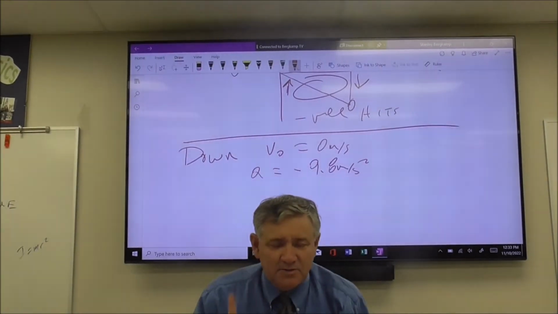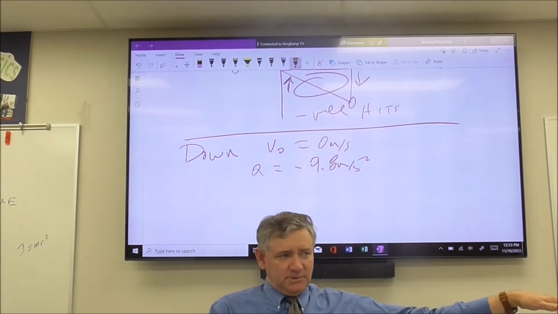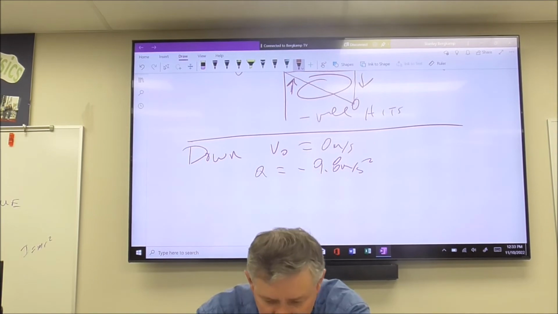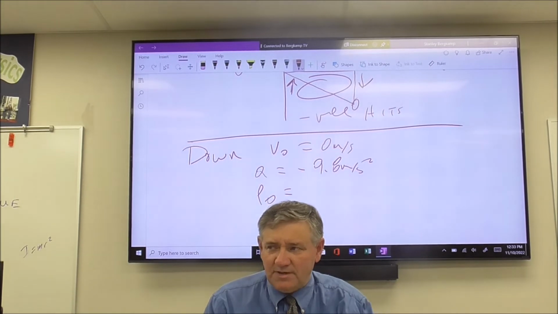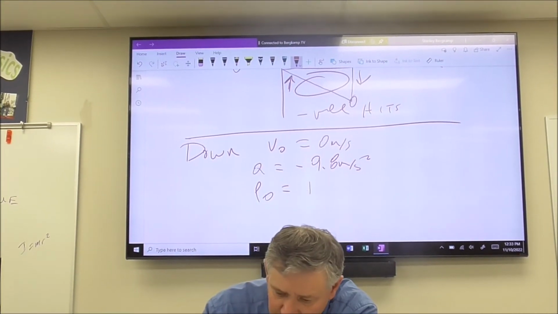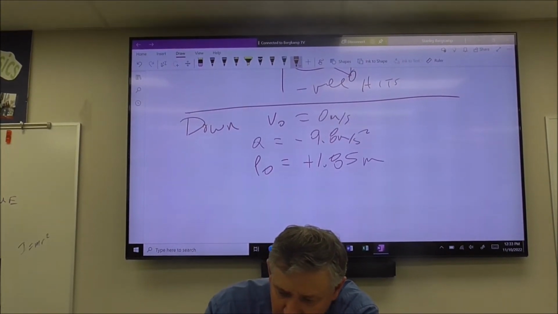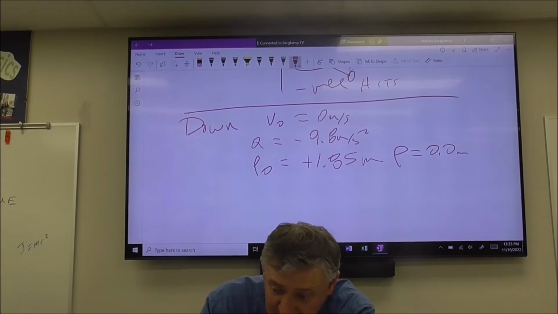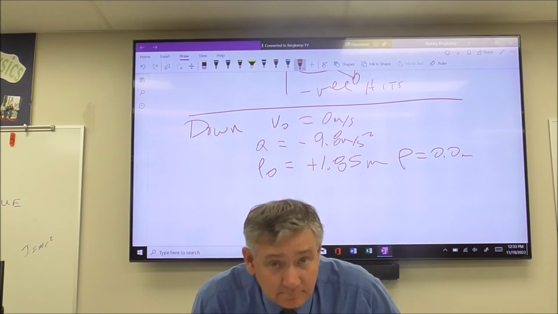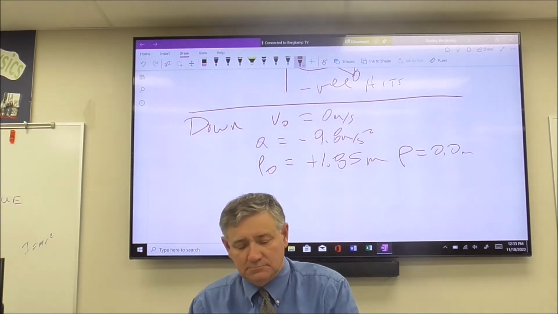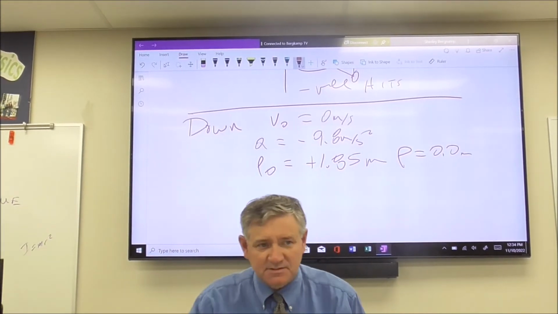Now, look at how I'm defining this problem. The ground is defined as 0. So, is my initial position positive 1.85 or negative 1.85? Positive 1.85. What's the final position of the ball on the way down? 0, because it hits the reference point. So what am I trying to find? I have to take baby steps.